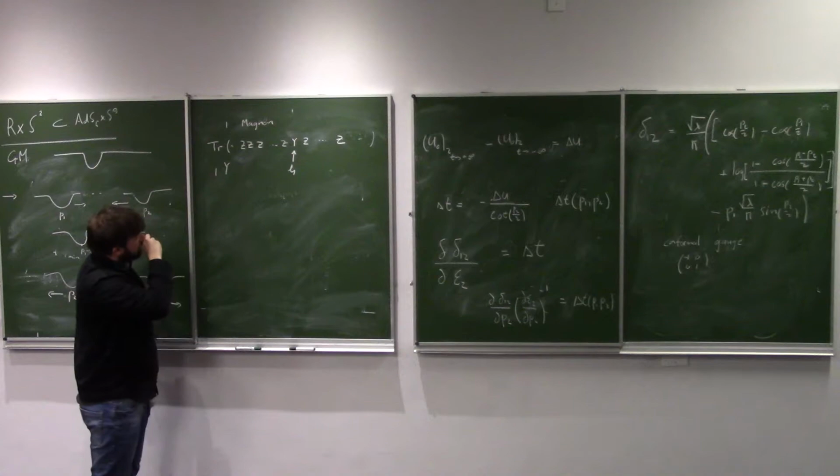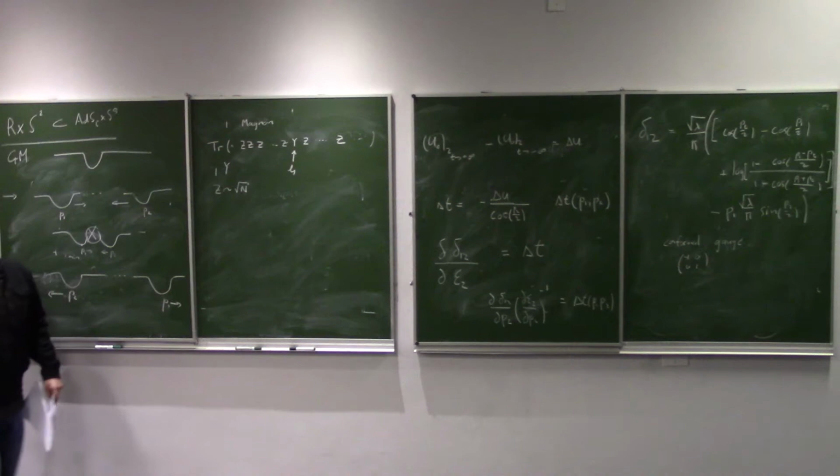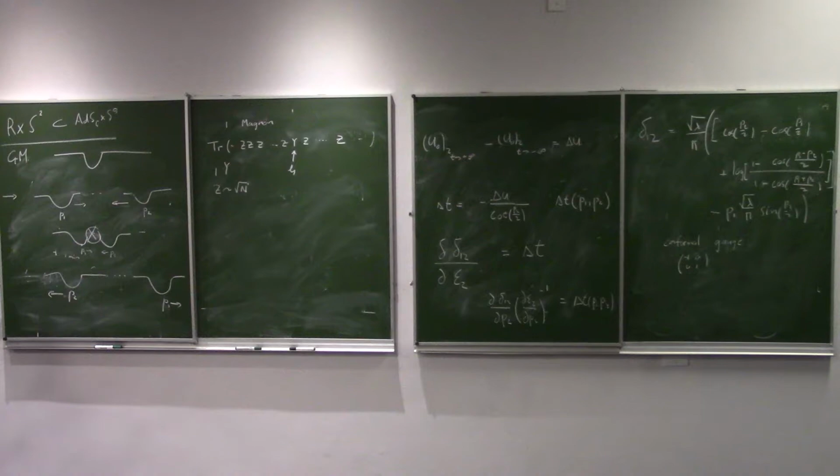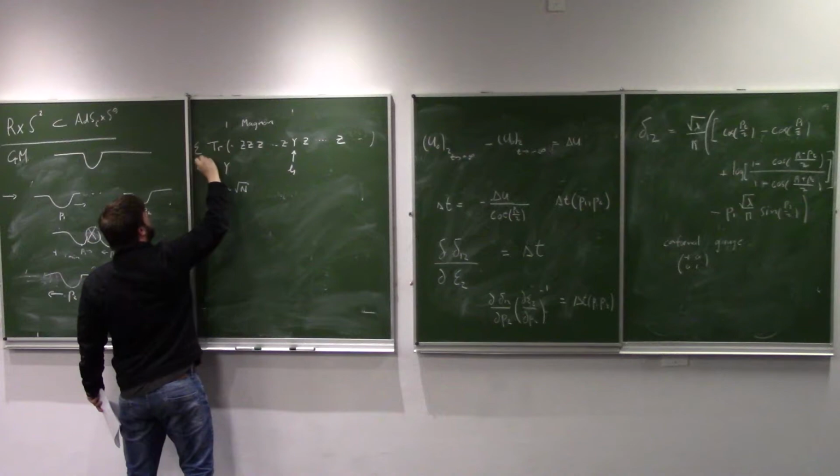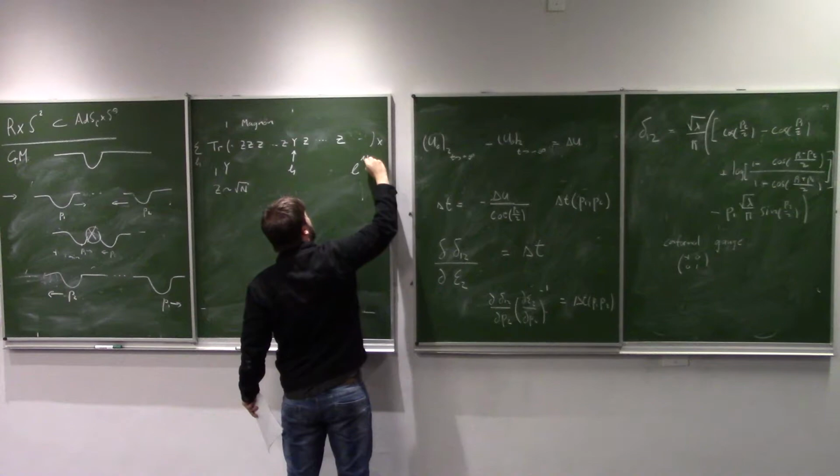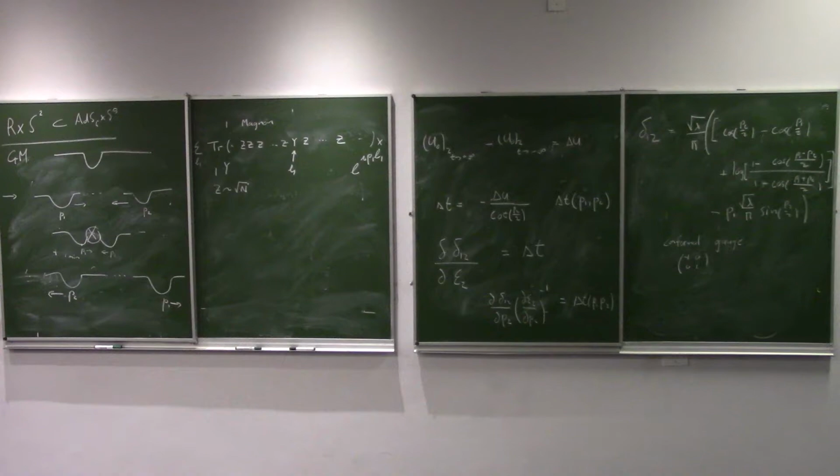The number of Z's goes like square root N. But what do I associate with the momenta of this? Well, I'm going to sum over all possible positions of this Y, so sum over L1, and multiply this expression by an appropriate phase, e to the i P1 L1. That's where the momentum enters the game. It tells me something about a phase that's happening with the different positions that this Y can take in this very long chain of Z's.